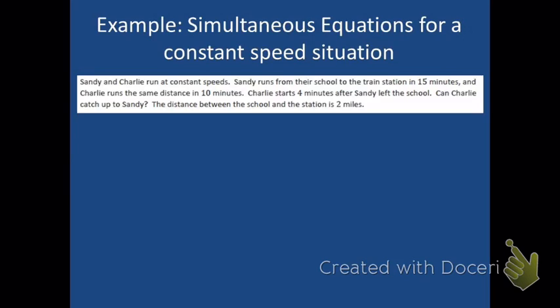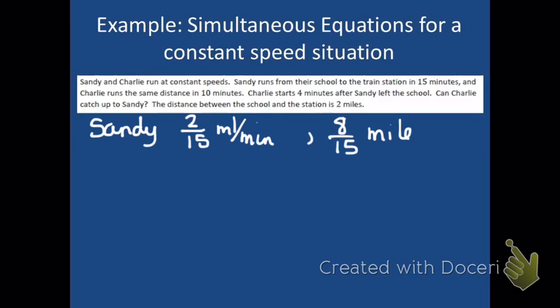Okay, so let's summarize that and give ourselves some more room. Sandy can go 2/15 of a mile every minute. She gets a head start of 8/15 of a mile before Charlie. Charlie can go 1/5 of a mile per minute, and he has no head start. He starts at distance 0, at time 0.